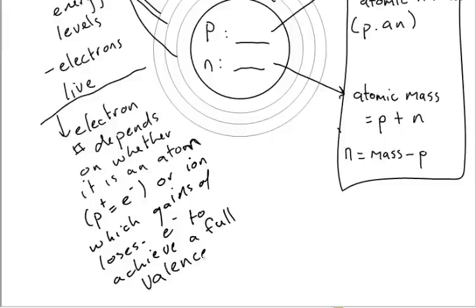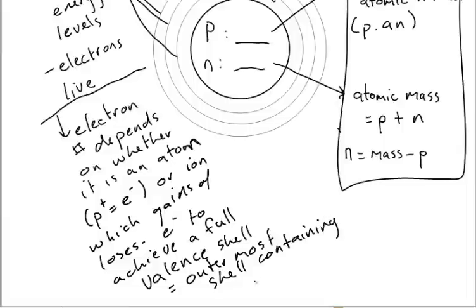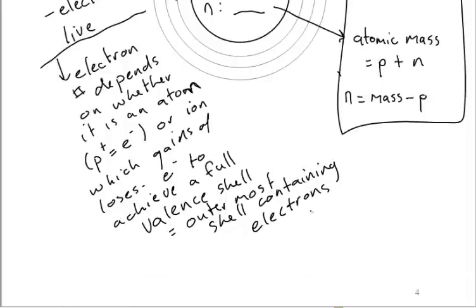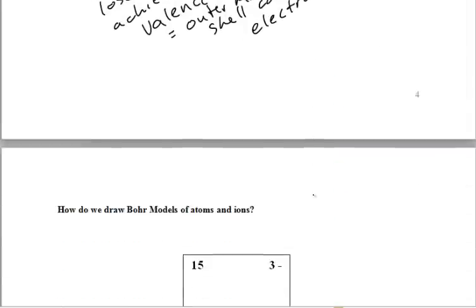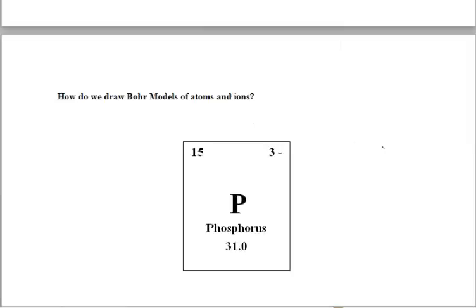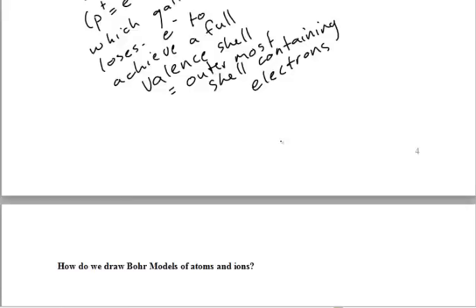What is a valence shell? This is the outermost shell containing electrons. And we will show this on the next slide or next page when we look at the model for phosphorus.